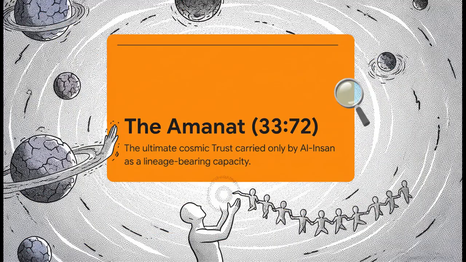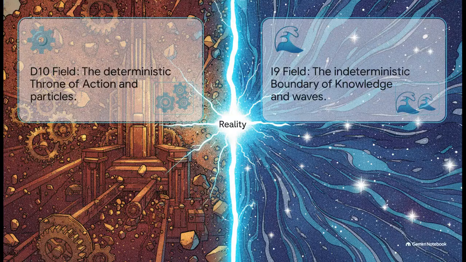It all starts with a single foundational event, the offering of the Amanat mentioned in 33:72. This is the ultimate cosmic trust, a massive structural energy. It was offered to the heavens and the earth, but they flat out refused it. They were too rigid to handle it. So it was carried entirely by Al-Insān, the human, acting as the only node with the lineage-bearing capacity to take it on.